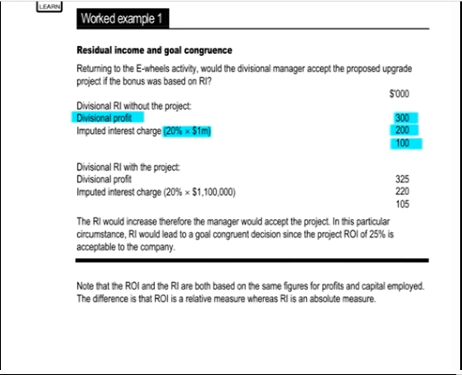Let's see what happens when we add in the new project. Well, the profit goes up by the extra 25,000, so 325,000 altogether, and we still charge 20% our cost of capital on the assets that have been employed, this time 1.1 million, so we're demanding a return of 220. Our actual return is 105 more than that.